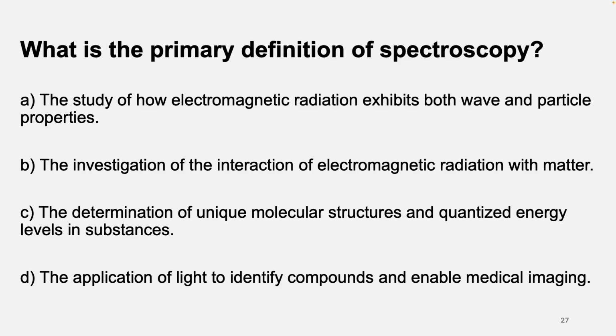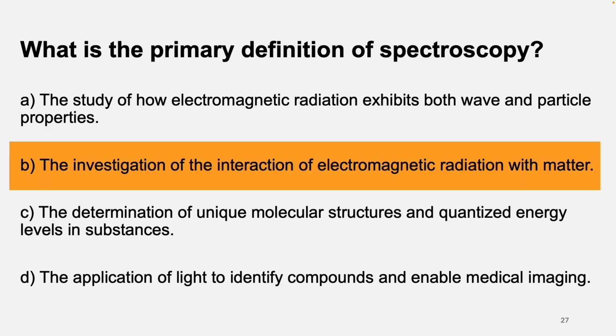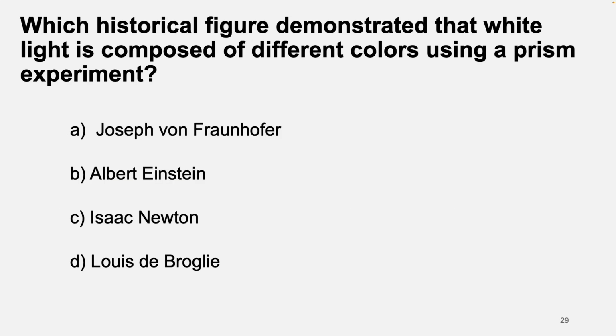The answer is B. Spectroscopy is the investigation of interaction of electromagnetic radiation with matter, and that's the foundation of this entire course. Next question is, which historical figure demonstrated that white light is made up of different colors using a prism experiment? Joseph von Fraunhofer, Albert Einstein, Isaac Newton, Louis de Broglie.